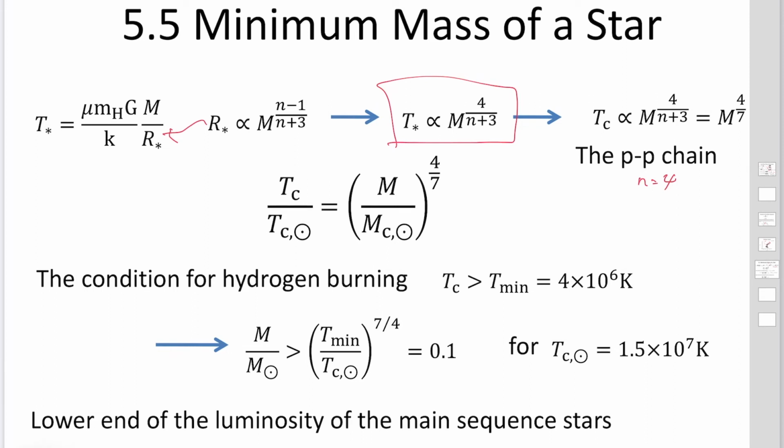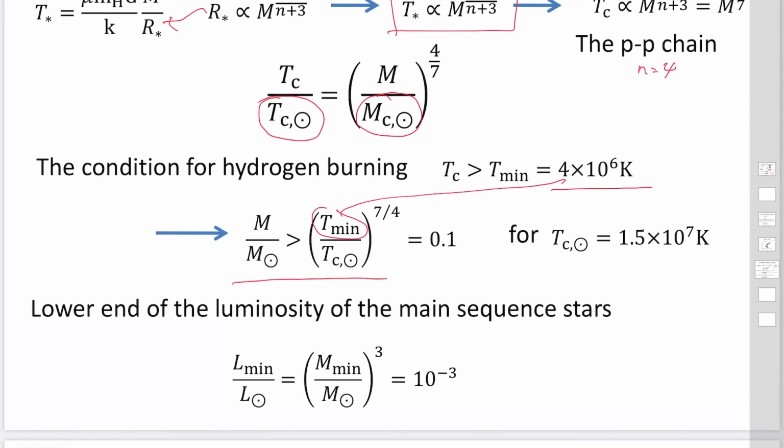Use our Sun as the reference: the central temperature of the Sun and the mass of the Sun are divided, so we don't have to use a proportional constant. The minimum temperature at the central point in a star should be larger than 4 million kelvins. Then we could find the minimum mass of the stars. This is 4 million kelvins, and the central temperature of our Sun is 15 million kelvins. And we could estimate the minimum mass of a star is 10% of our solar mass.